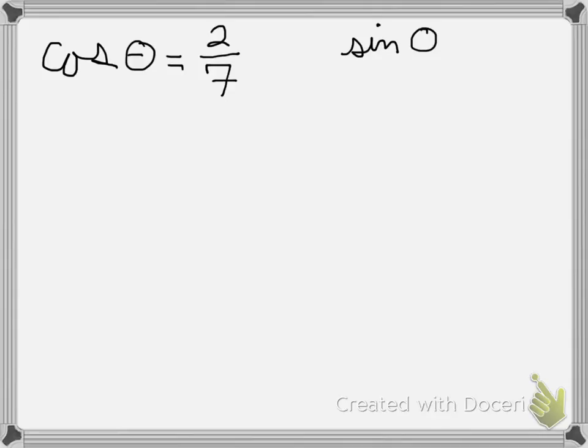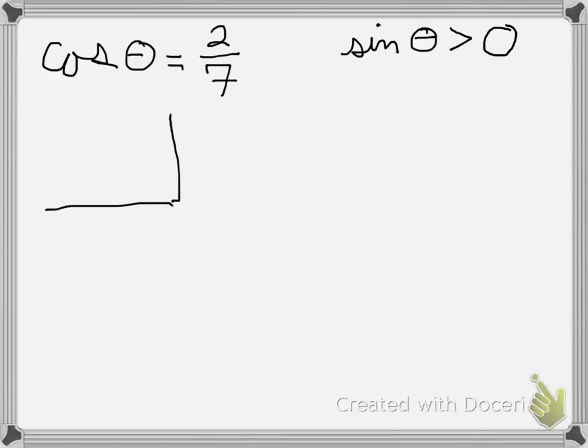Let's try another one though. This time, let's say I told you that the cosine of angle theta was equal to 2/7, and that the sine of this angle was greater than 0. In other words, it's positive.